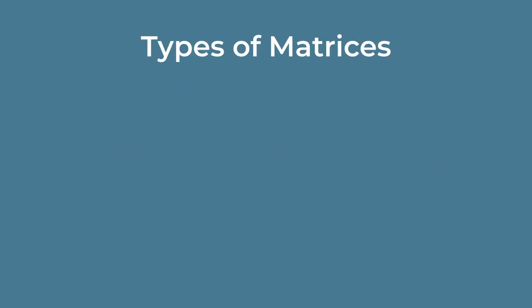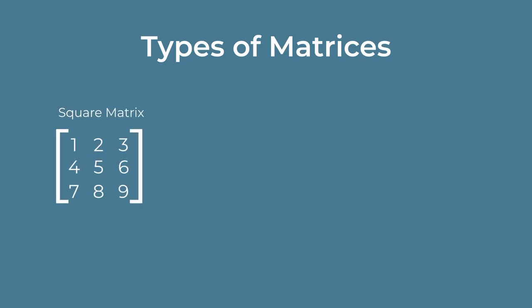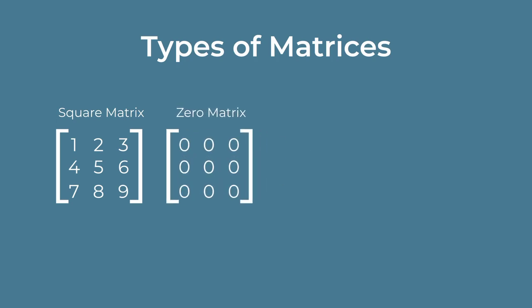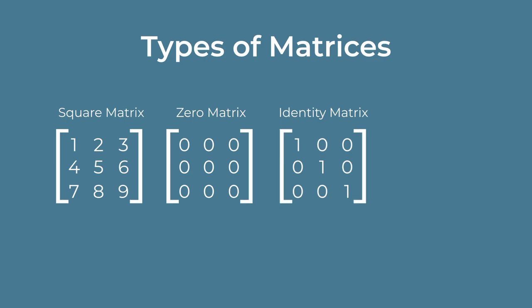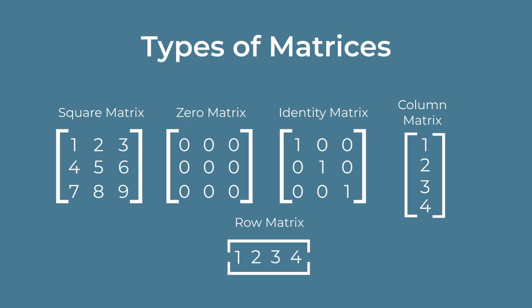While a matrix can have any number of rows and any number of columns, there are special types of matrix. For example, a square matrix has the same number of rows and columns. A zero matrix has all zeros. An identity matrix has ones along the diagonal and zeros everywhere else. This is kind of like multiplying by 1. A column matrix contains one column and a number of rows, and a row matrix has one row and a number of columns.